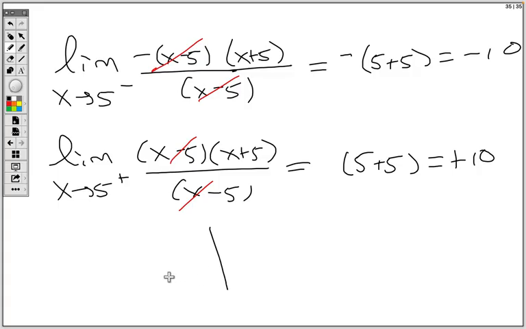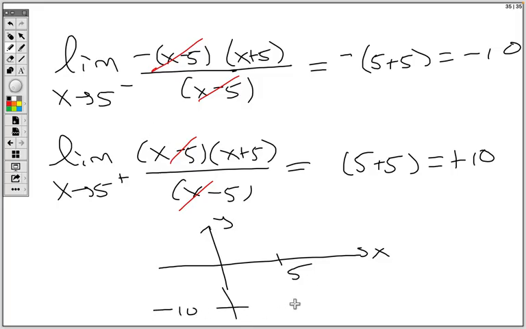And so if I look at what's going on the graph here at 5, coming in from the left, I'm down here at negative 10. Coming into the right, I'm up here at positive 10. And in fact, you might recognize this function. This was one of the very first functions we analyzed on the first day of class.